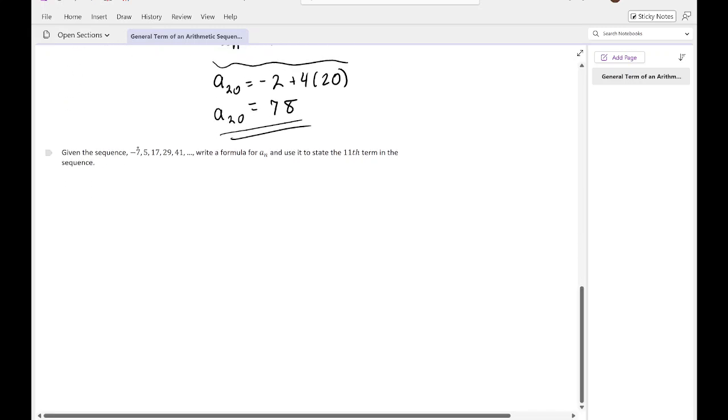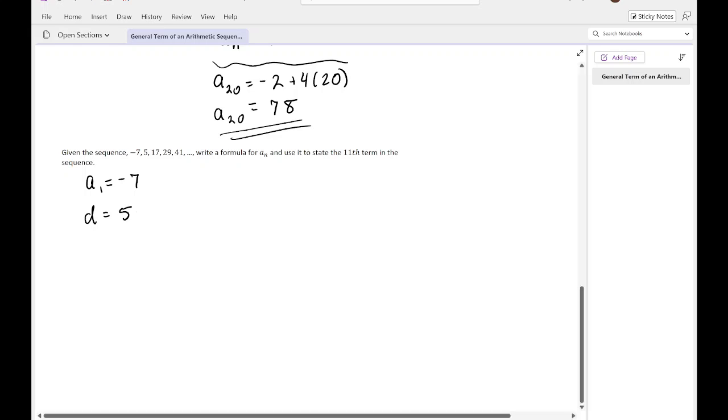We're given this sequence, -7, 5, 17, 29, 41, and so on. We're going to write a general formula, a sub n, and we're going to find the 11th term. So again, we know the first term, -7, so a sub 1 is -7. And we're going to find the common difference, d, by just taking 2 consecutive terms, so -7 and 5.